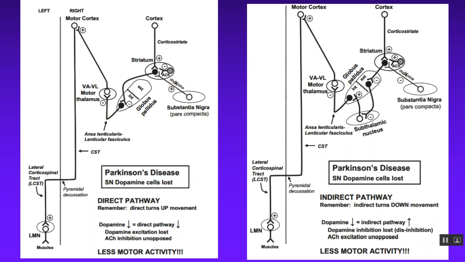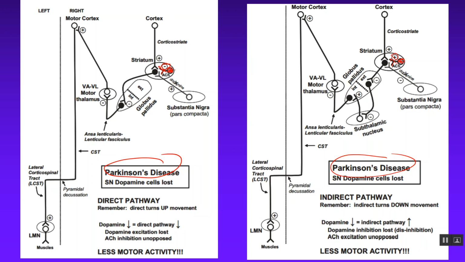So here's the direct and indirect pathways separated. Here's Parkinson's disease, okay? The other thing now we're going to add to the mix is here's acetylcholine. These are interneurons in the striatum. And remember, acetylcholine has the opposite effects of dopamine. So acetylcholine is inhibitory to the direct loop and excitatory to the indirect loop.